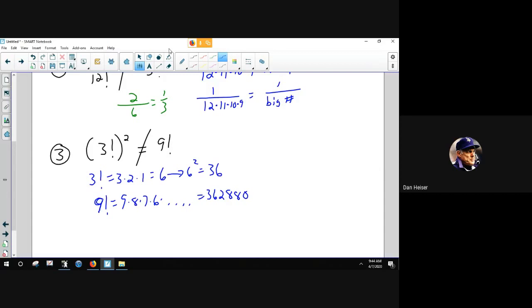Next video, we'll start to get into more of the meat of our unit. This factorial notation, though, is something that's going to come in handy as we move on.